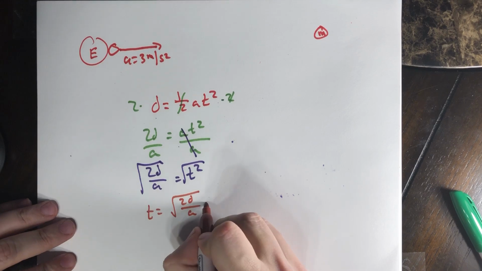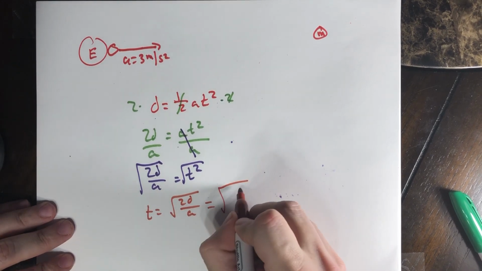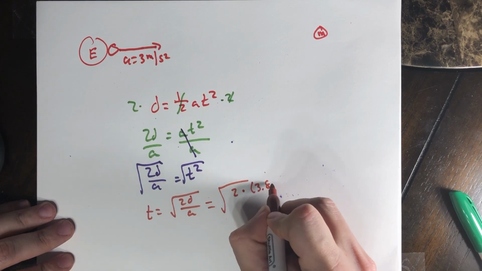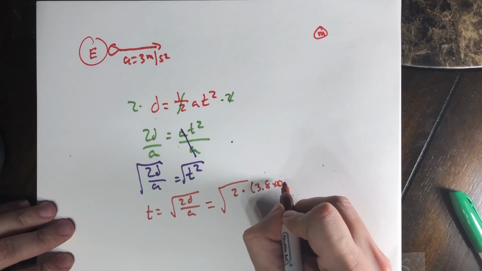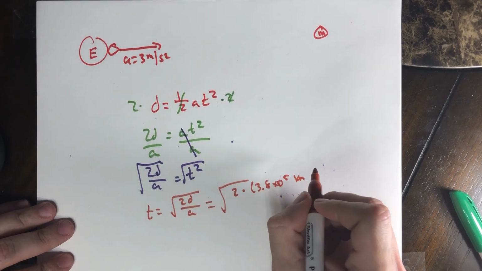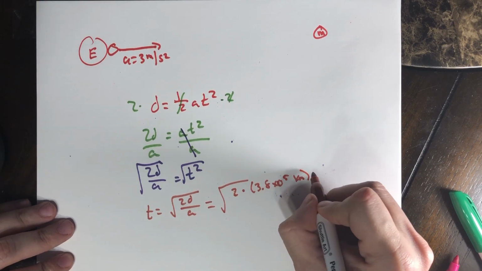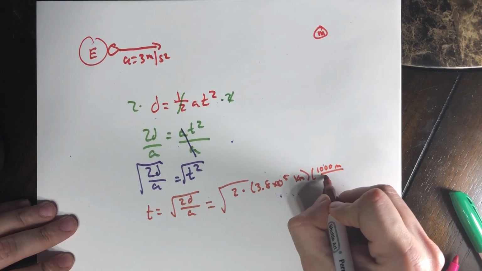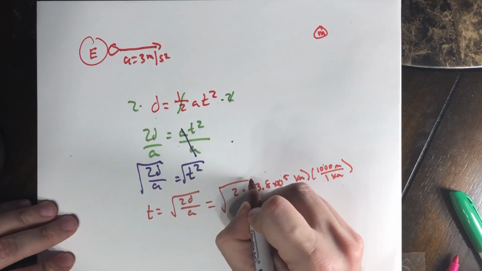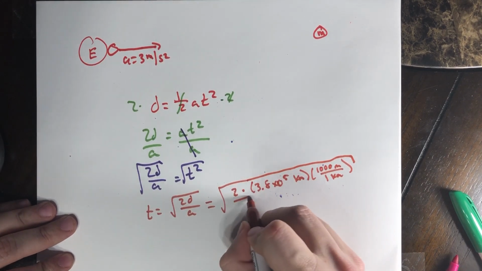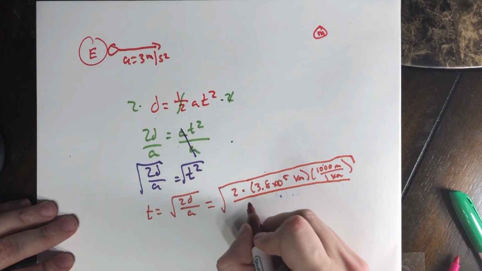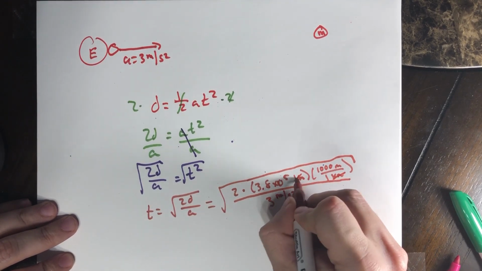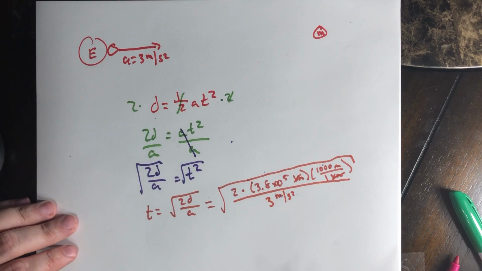So if we plug in our numbers, we have the square root of 2 times 3.8 times 10 to the 5th kilometers. And again, we'll just do our little conversion in here, the 1,000 meters over 1 kilometer. So that's 2 times our distance divided by our acceleration, which is 3 meters per second squared. Again, kilometers are going to cancel out there. We're left with meters on the top.